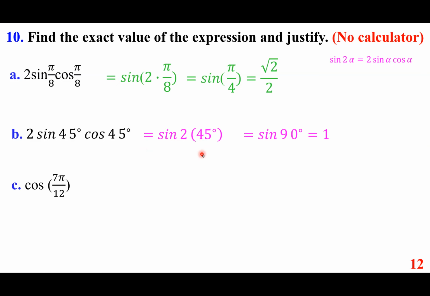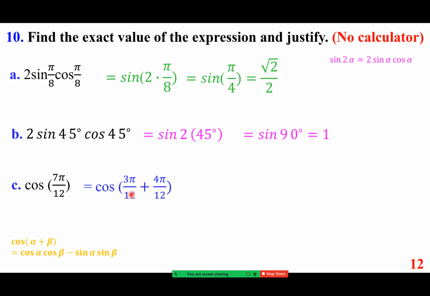Cosine of 7 pi over 12, we can cut this into 2 pieces, 3 pi over 12 and 4 pi over 12. And 3 pi over 12 is pi over 4. 4 pi over 12 is pi over 3. Both of which are common arcs. So using cosine of alpha plus beta, cosine alpha cosine beta, cosine of pi over 4, cosine of pi over 3, minus sine alpha sine beta, sine of pi over 4, sine of pi over 3.